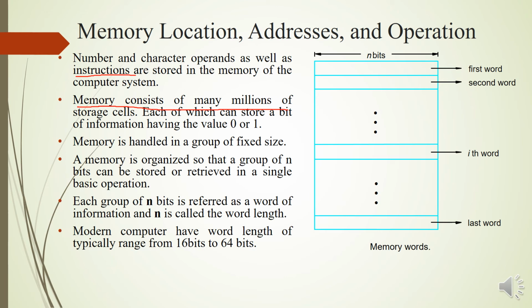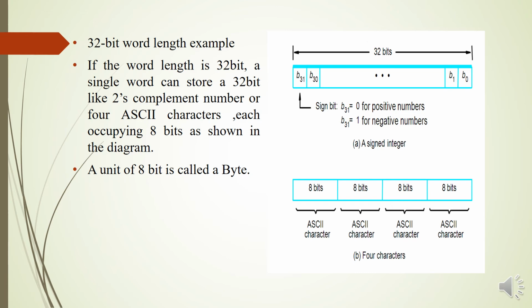Memory is organized so that a group of n bits can be stored or retrieved in a single basic operation. Each group of n bits we refer to as a word of information, and n is called the word length. Modern computers have word lengths ranging from 16 bits to 64 bits. If I consider a 32-bit word length, it can be represented as b0, b1 up to b30, b31, totally 32 bits. b31 will be 0 for a positive number and 1 for a negative number. This is a signed integer representation.